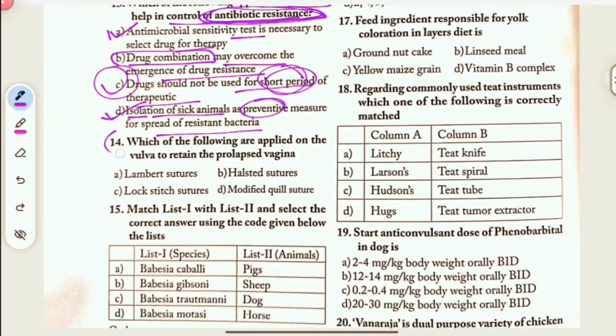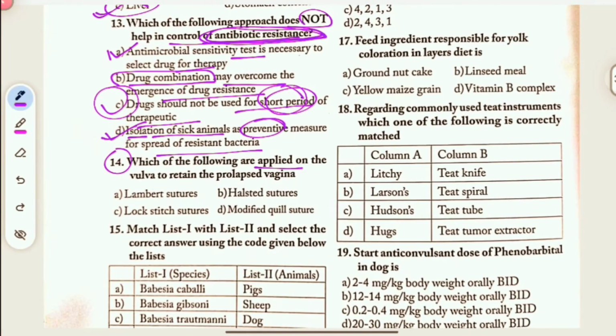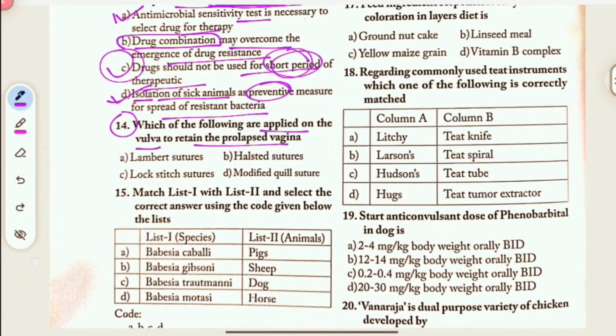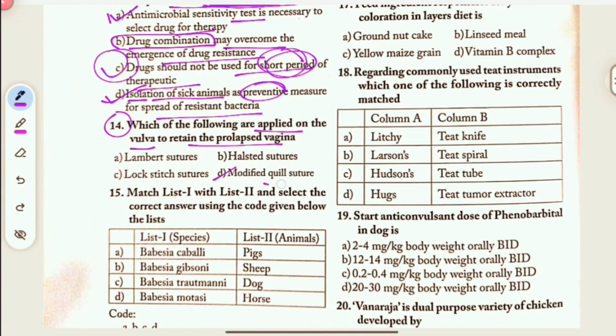So question 14 says, which of the following is applied on the vulva to retain the prolapsed vagina? So the answer for this question is a modified quill suture. So this suture is used in case of prolapsed vagina.